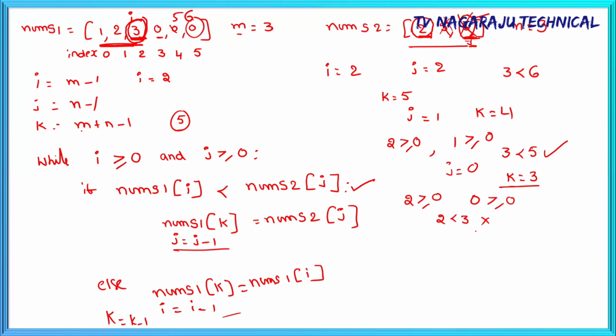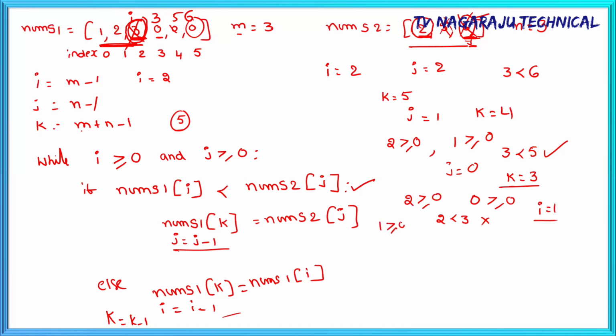Once the condition fails, else nums1 of 3. At the third position, we are placing the i value. So here this 3 is removed. 3 is placed. Remove in the sense the copy is available. 3 is placed here. Now i is equal to 1.